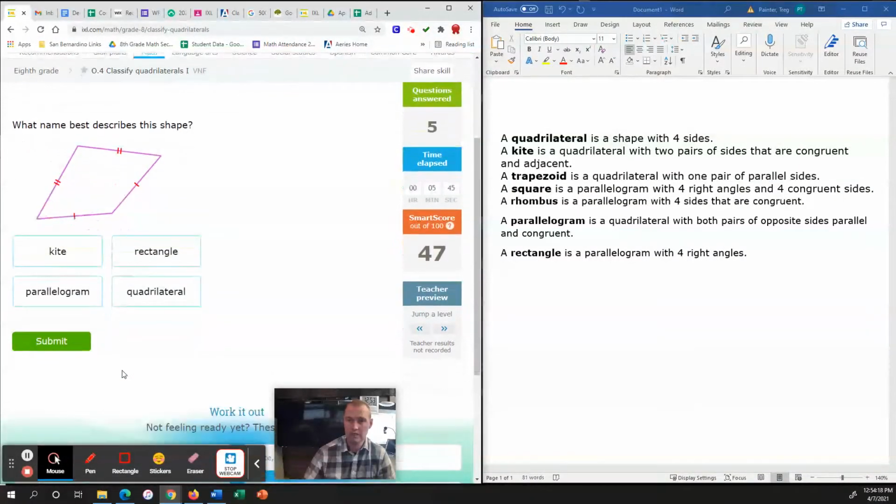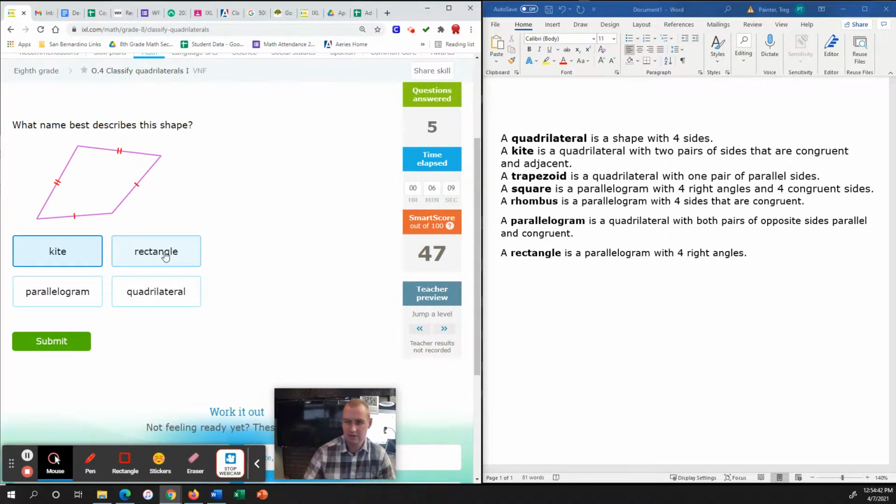All right, smart score of 47. What name best describes this shape? This one looks kind of funny. It looks like we've got 2 sets of congruent sides, and I believe there was a definition for that. Oh, here we go. A kite is a quadrilateral with 2 pairs of sides that are congruent and adjacent. And it does look like a kite, right? When you have 2 sides that are next to each other and congruent, it's a kite.